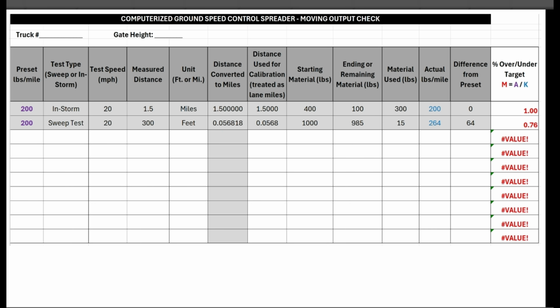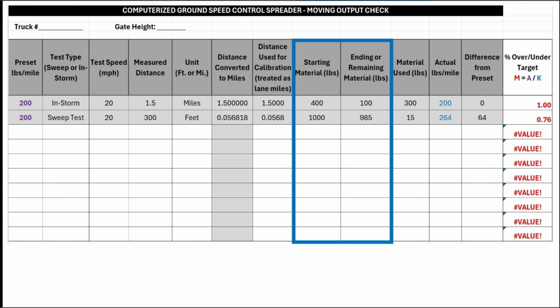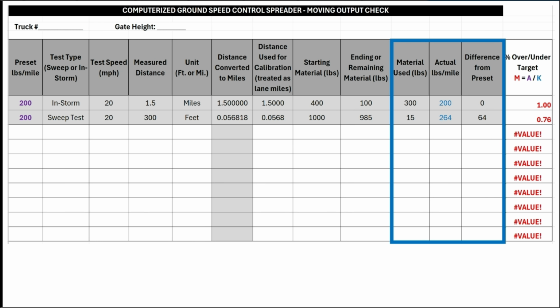On the Moving Check tab, we enter the preset application rate based upon lane miles, the type of moving test we performed, in storm or sweep, the test speed in miles per hour, the travel distance, and units. In a sweep test, you'd likely be entering feet here, and in an in-storm test, miles, and you'll enter the starting and ending material weights. This spreadsheet will then calculate the total material used, the actual pounds per lane mile, and the difference reflecting how the actual output compares to the preset.